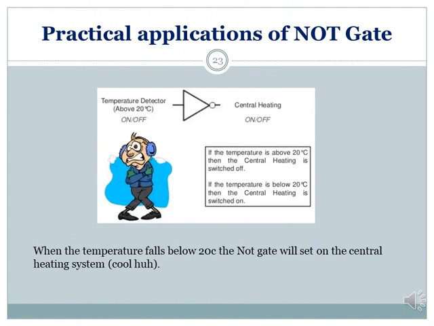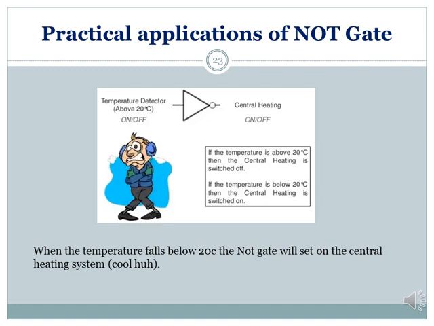Now the very interesting practical application of the NOT gate. Here you can see one person. If the temperature is detected at about 20 centigrade, it automatically turns to central heating. That is the purpose of the NOT gate.